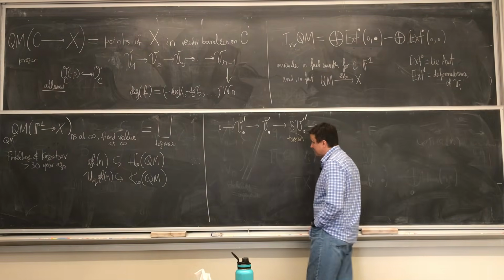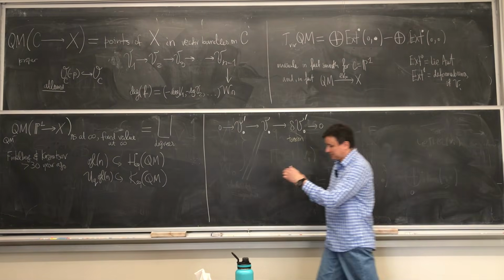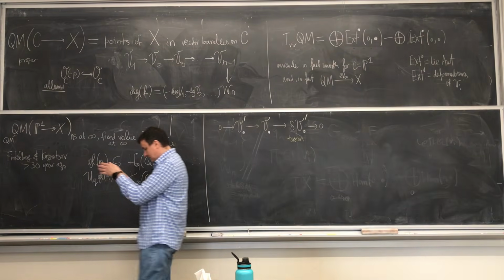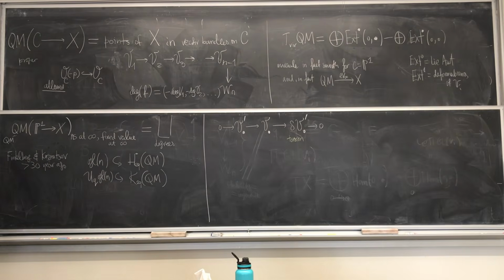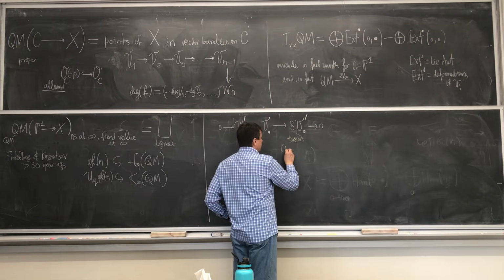So I'm looking at pairs of Quasimaps that differ at finitely many points, or in fact it's enough to differ at one point. Torsion. Maybe we say torsion, maybe supported.